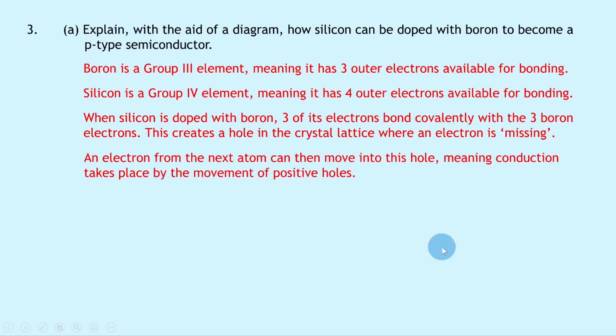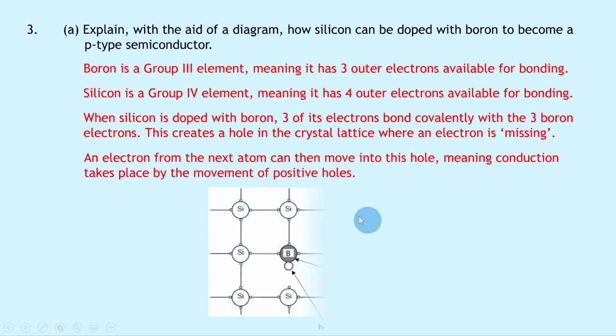And if you were to sketch a diagram to aid your answer, it might look something like this, where we've got our silicon nuclei with 4 outer electrons, and we've then got a boron nucleus in the middle with 3 outer electrons that are bonded covalently to neighbouring silicon electrons. And you can see we've got this missing electron here, which means we have a hole in that position.